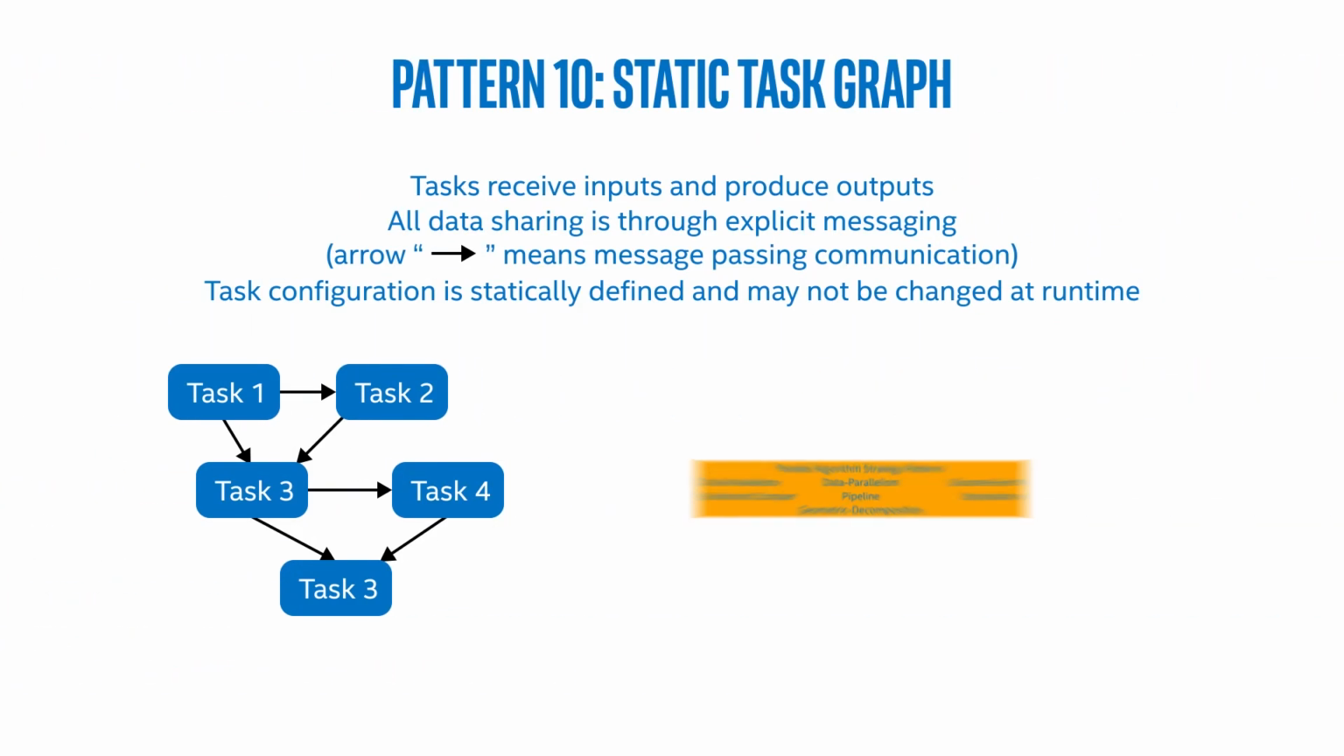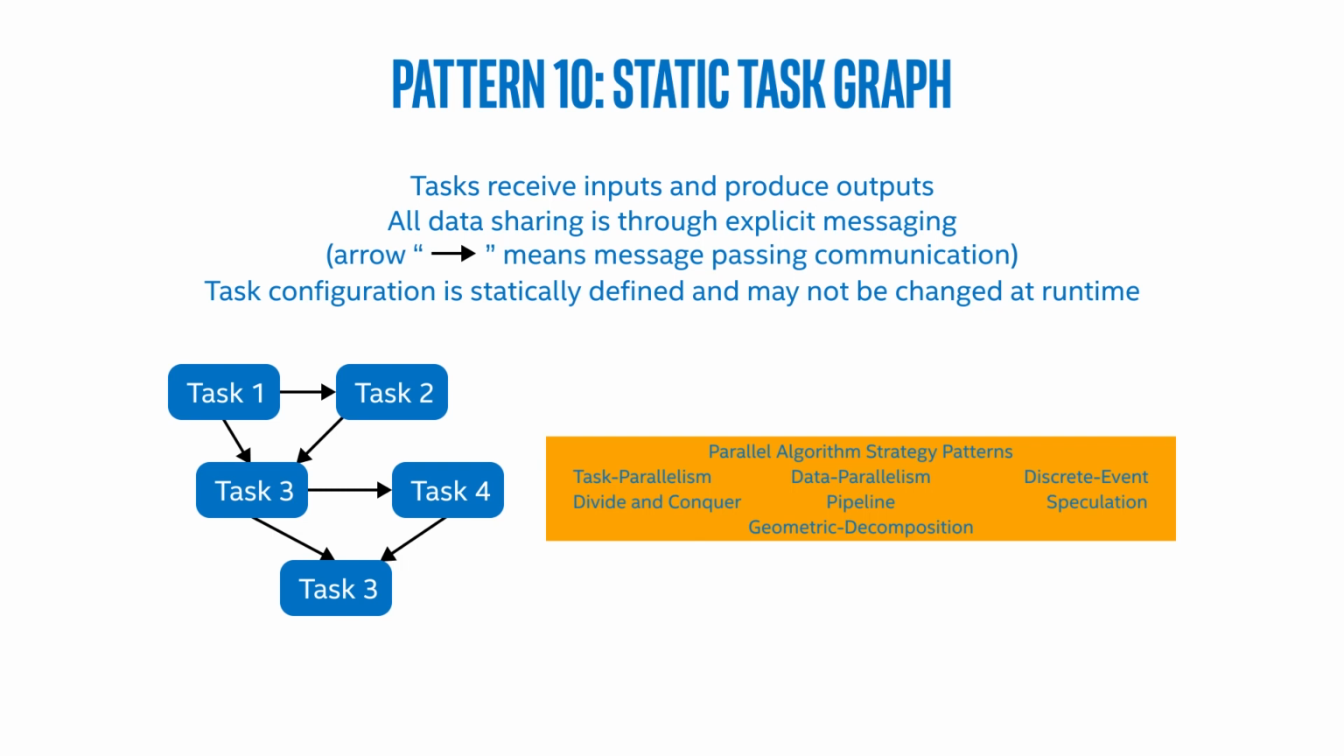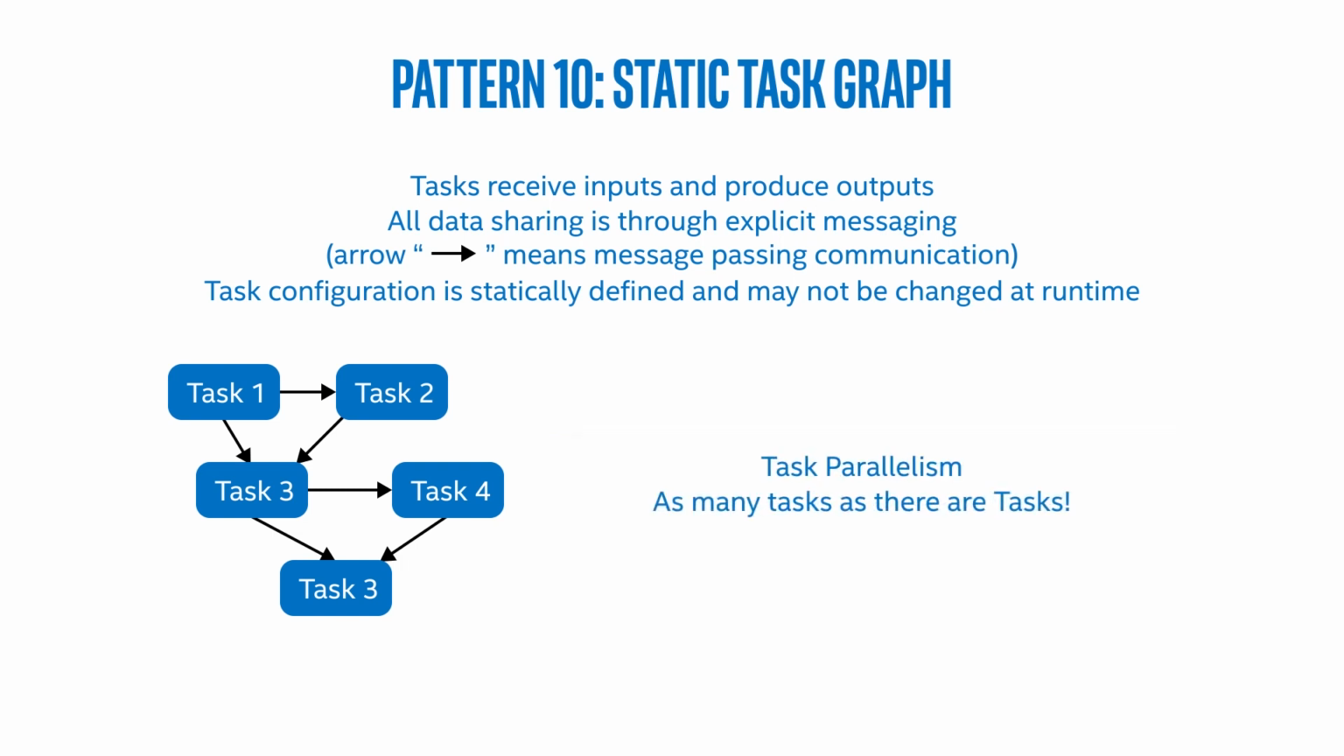Static task graph, what kind of parallelism strategy is most appropriate here, and how much parallelism? Well, as many as there are tasks. So this is a little bit like asking who's buried in Grant's tomb. In task parallelism, we naturally have one task for each element of the static task graph.